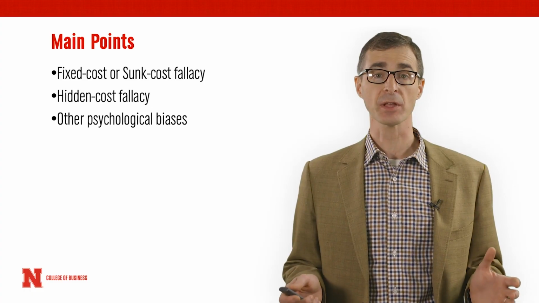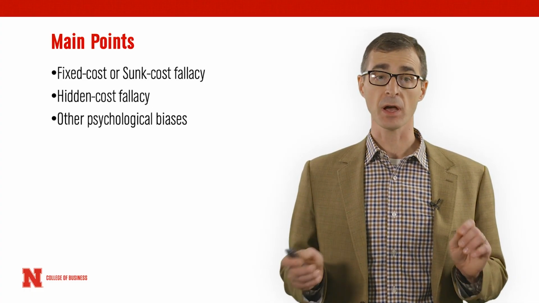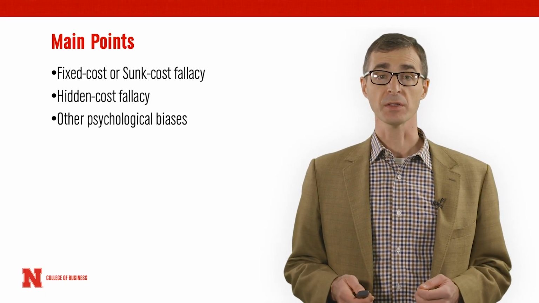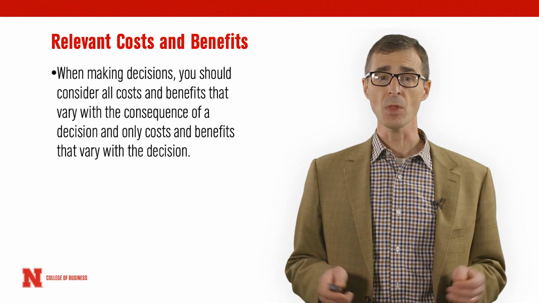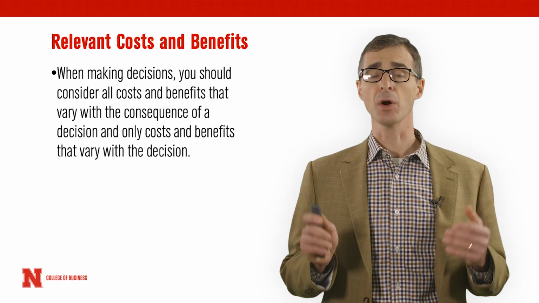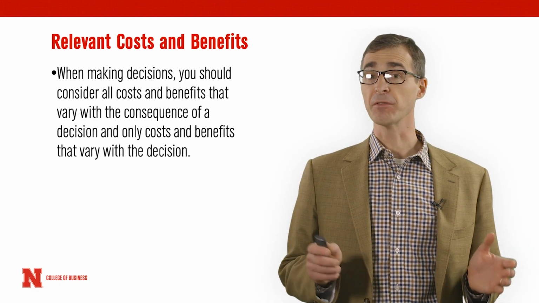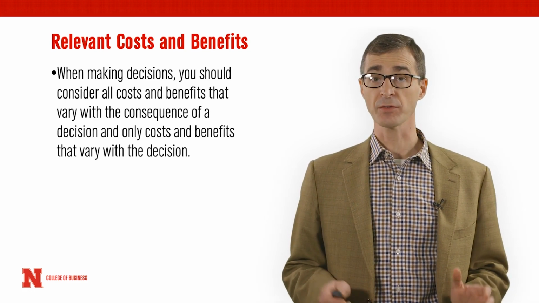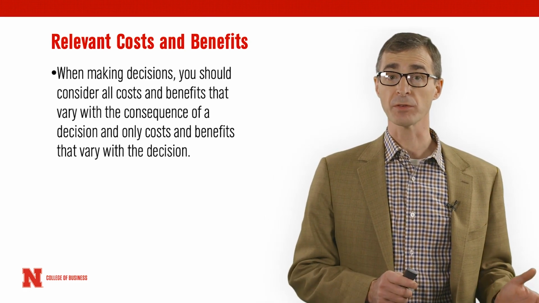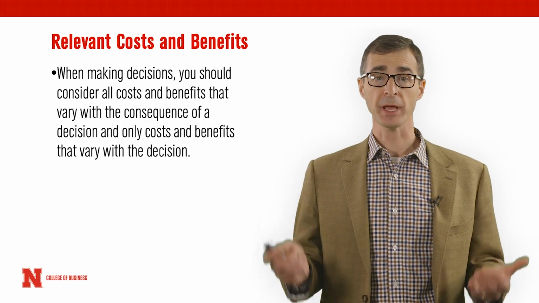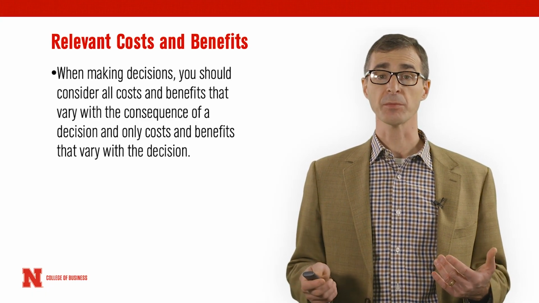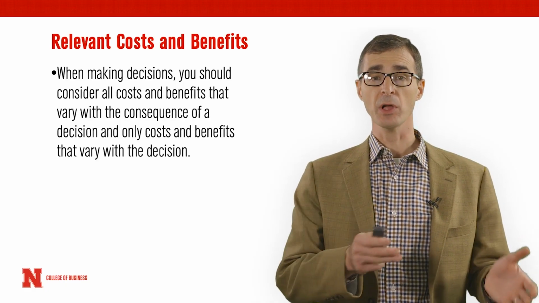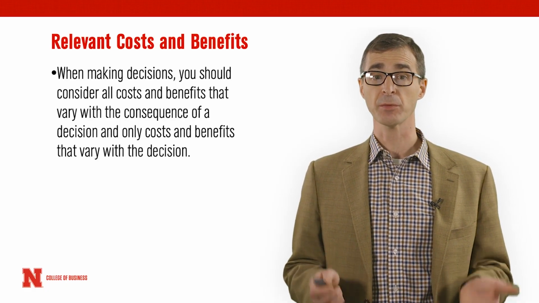So the three key things I'd like to discuss are the fixed cost or the sunk cost fallacy, the hidden cost fallacy, and then a couple of other psychological biases. Again, when making decisions, you should always consider the costs and the benefits that vary with the consequence of the decision you're making, and only those costs and benefits. If you ever become confused from an economic standpoint when considering costs and benefits, always refocus on the economic decision being made, and that will help direct your attention to the costs and the benefits that are relevant.